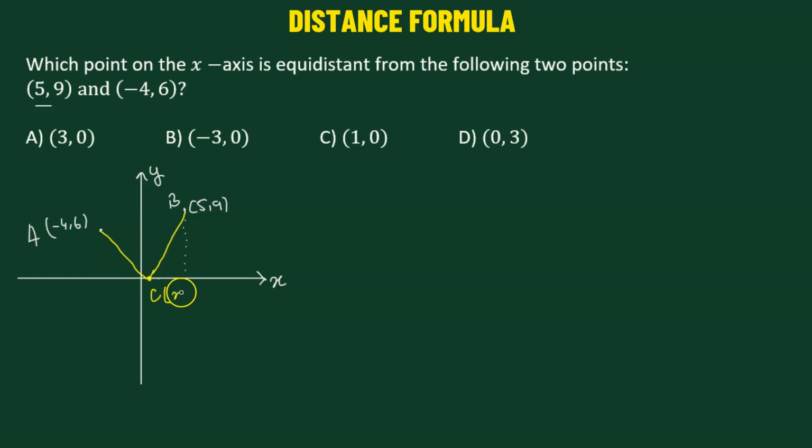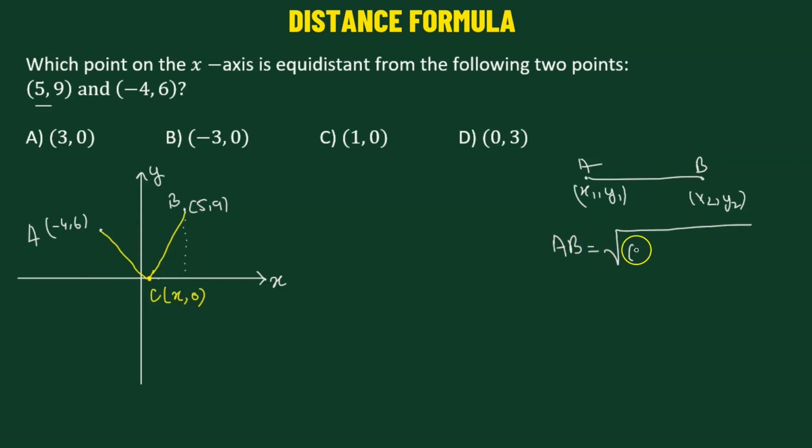Since it's lying on the x-axis, let's call the coordinates (x, 0). There will be no y coordinate here. So what's the distance formula? The distance between 2 points, let's say one point is (x1, y1) and the other point is (x2, y2), we're going to name this distance as AP. The distance between the 2 points is going to be equal to the square root of the difference of the x coordinates, x2 minus x1, squared, added to the difference of the y coordinates, y2 minus y1, squared as well.